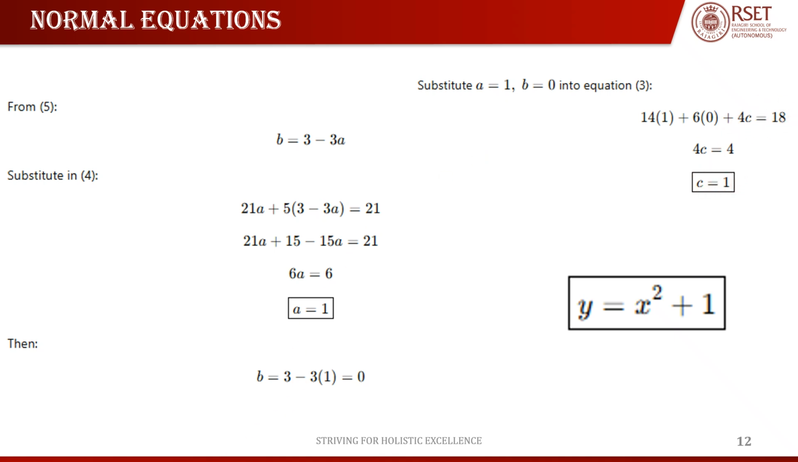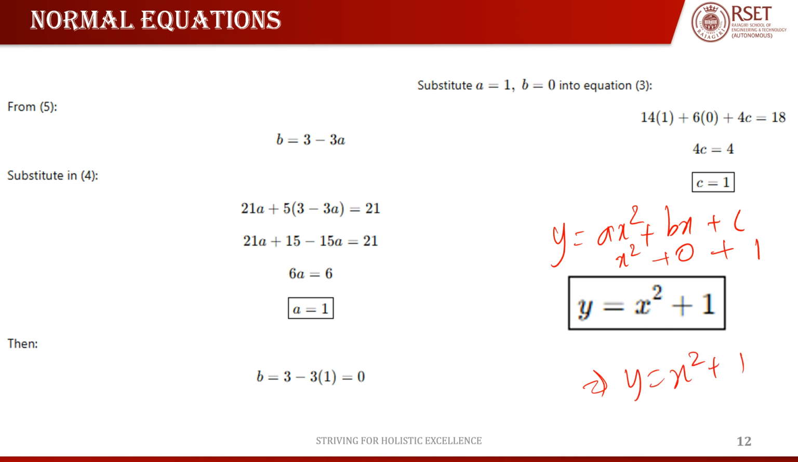So now our parabola was equal to ax square plus bx plus c, and the value of a is equal to 1, so this is x square, plus value of b is equal to 0, so this will be 0, plus c is equal to 1. So this will imply y is equal to x square plus 1 is the required parabola.